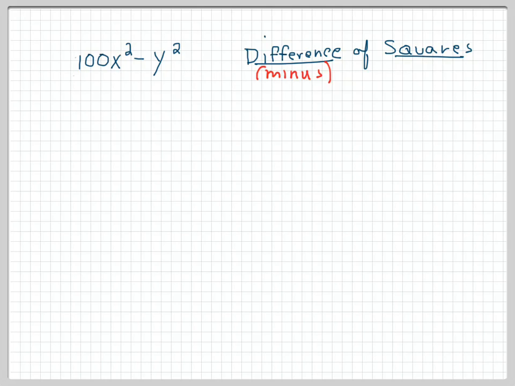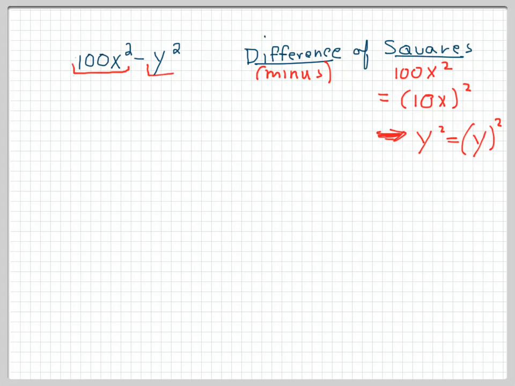and the squares comes from the fact that 100x squared is equivalent to something that is squared, and that something is 10x. And also because y squared comes from a y that is squared. So the 100x squared comes from a 10x squared, and y squared comes from a y squared. That pause in between y squared kind of implies parentheses around it.